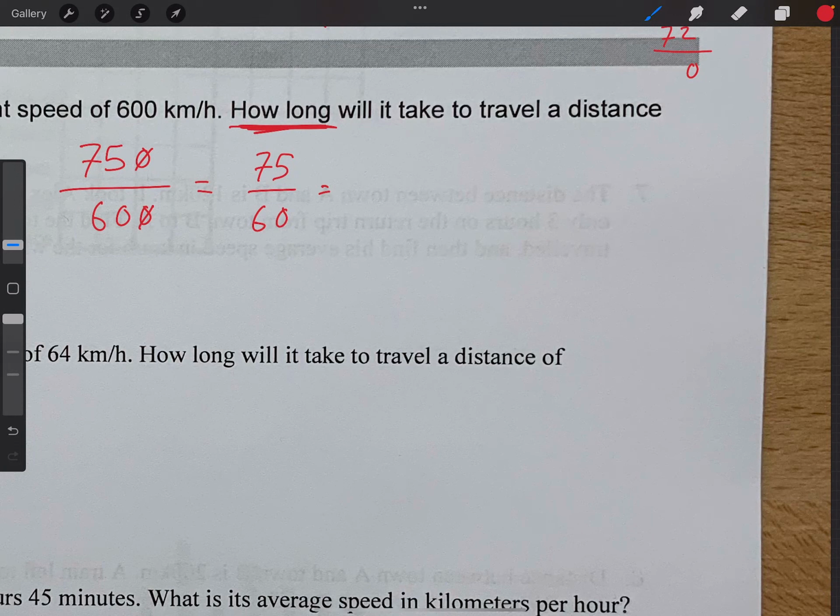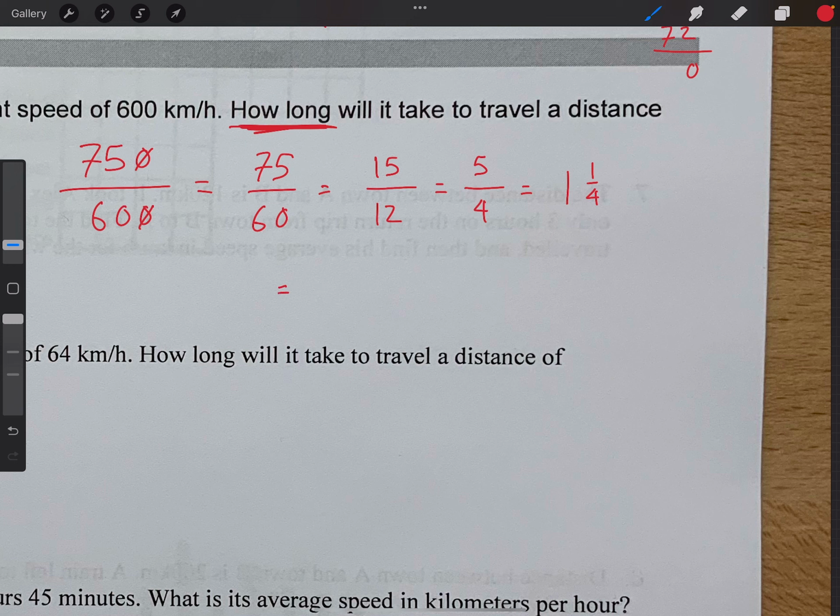75 divided by 5, will that give me 15? And 60 divided by 5 will give me 12. Now I can simplify this further by dividing top and bottom by 3. So 15 divided by 3 will give me 5, and 12 divided by 3 will give me 4. And this is an improper fraction, so I'm going to turn this into a mixed numeral, and that's going to give me 1 and 1/4.